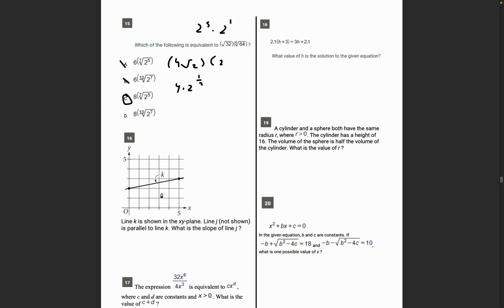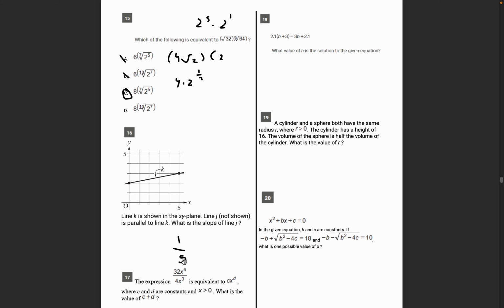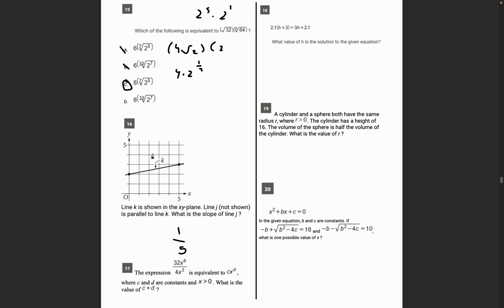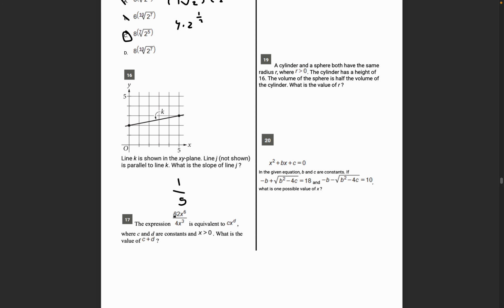Line J is parallel. Okay, what's the slope of this? You go up 1, 2, 3, 4, 5. It's 1/5. Right? It's parallel, so it's the same slope. Next, 32, blah, blah, blah. C plus D, okay. So 32 divided by 4, that's 8. 6 minus 3, exponent rules, that's 3. So 8 plus 3 is 11.